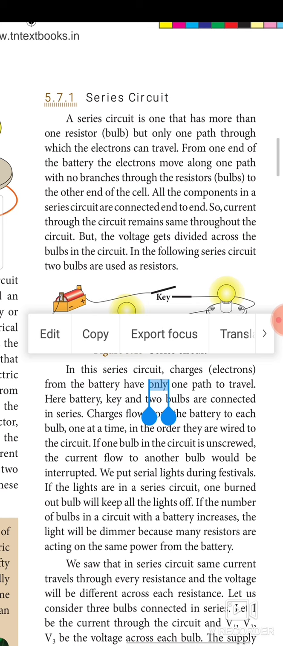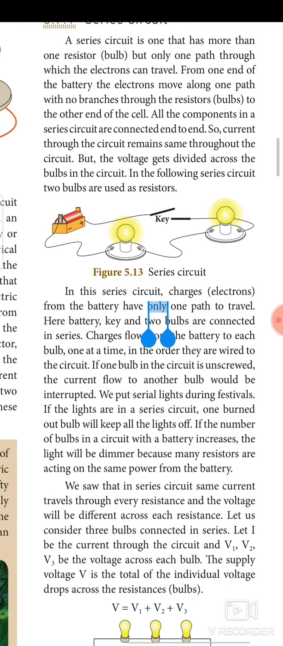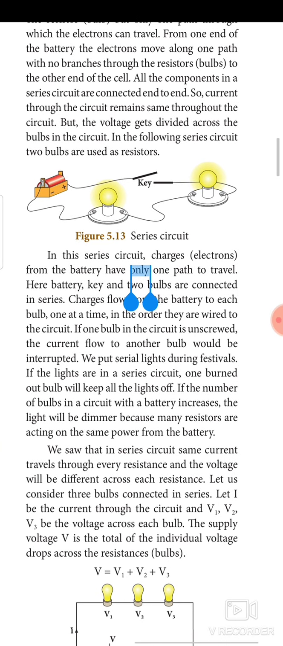All the components in a series circuit are connected end to end, so the current remains the same throughout the circuit, but the voltage gets divided across the bulbs. In the following series circuit, two bulbs are used as resistors. In this series circuit, charges, which are electrons from the battery, have only one path to travel. Here the battery, key and two bulbs are connected in series. Charges flow from the battery to each bulb one at a time, in the order they are wired in the circuit.